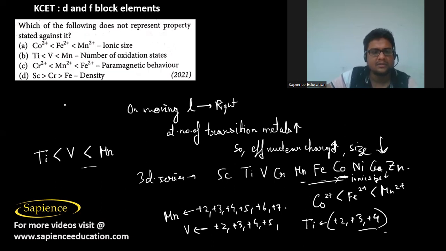So B is also the correct. So option A is also the correct statement. B is also the correct statement. And here in option C, it is told the order of the paramagnetic behavior.